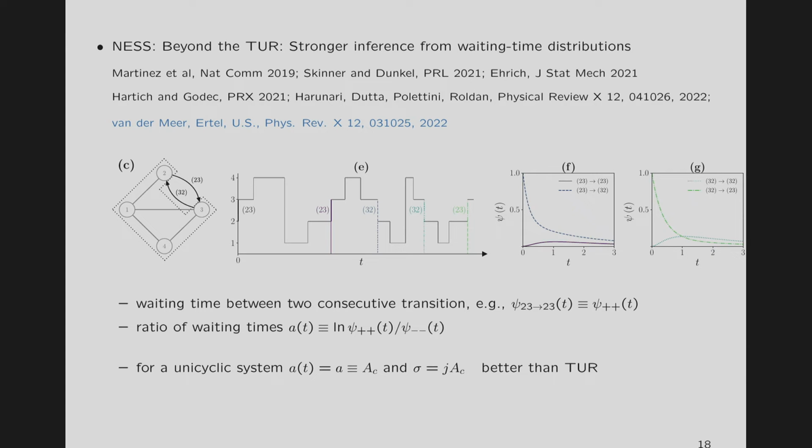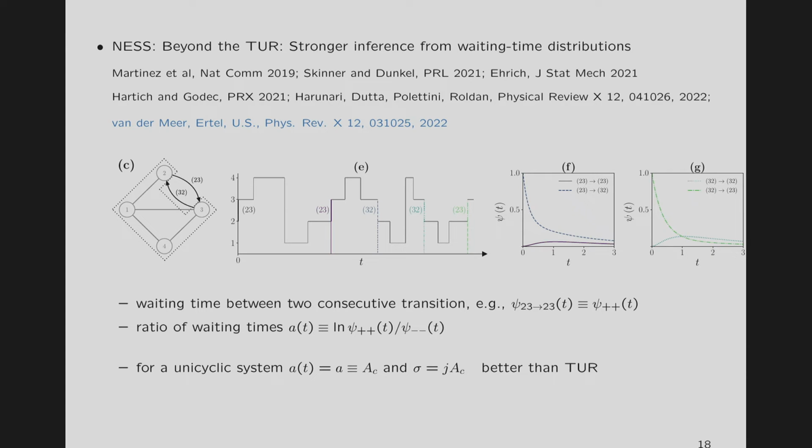and 3. But now you take the times where these transitions happen seriously, and in particular, you take the waiting time between having 2 consecutive transitions, 2 to 3, or 3 to 2, 3 to 2 here. So these waiting times look like this, and the crucial quantity for the following is the log ratio of the waiting time for 2 plus transitions compared to 2 minus transitions.